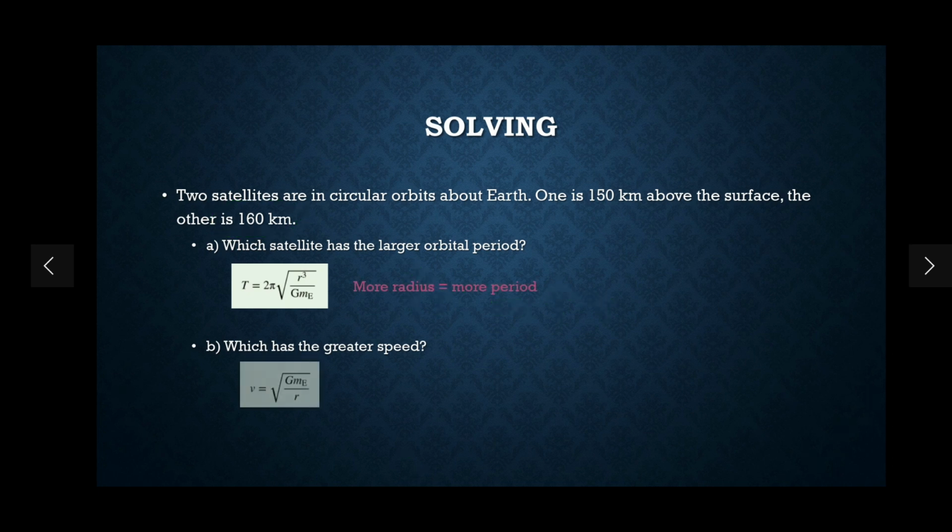Which satellite has a greater speed? We noted that more radius means less speed. So the satellite at 150 kilometers has a faster speed.